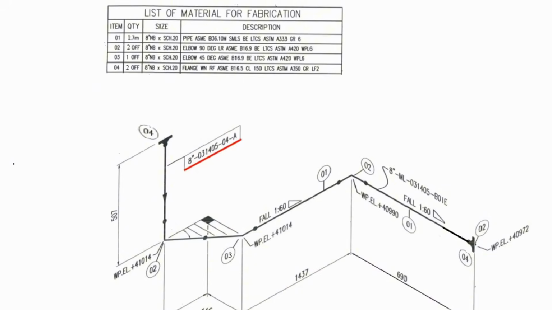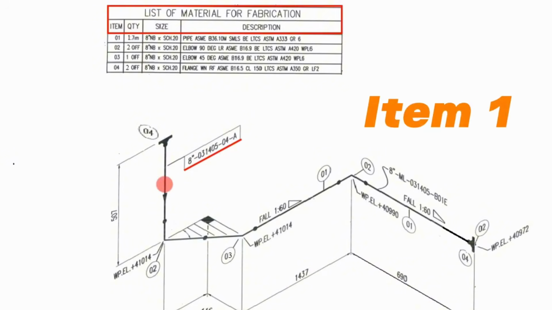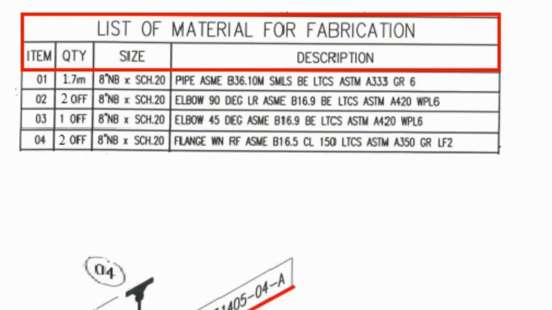There is always a table like this in pipe isometric drawings. This table is the list of materials for fabrication. Item numbers, quantities, sizes and descriptions of the materials are shown in the next row. Item number 1 is shown in several places of this pipeline drawing. Let's look at the material list. Item number 1, the quantity is 1.7 meters, size is 8 inch, schedule 20, pipe, ASME B36, seamless, low temperature carbon steel material, ASTM A333 grade 6.